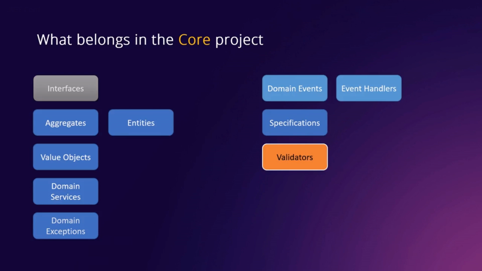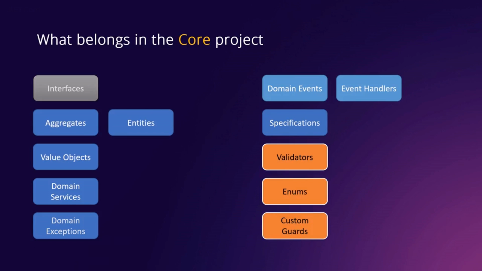You may have custom validators using Fluent Validation or something similar. You may have enums or smart enums as well. And you could even have custom guard clauses or other utilities that are inside of this core project that represent the business logic of your system.